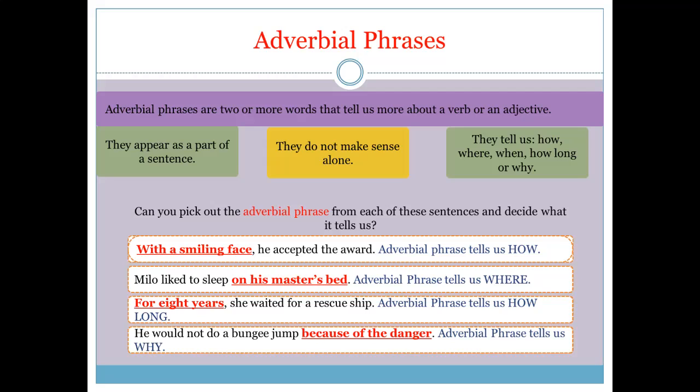With a smiling face, he accepted the award. It tells us how he accepted the award. Milo liked to sleep on his master's bed. It tells us where. For 8 years, she waited for a rescue ship. Of course, how long? He wouldn't do a bungee jump because of the danger. Why? Because.